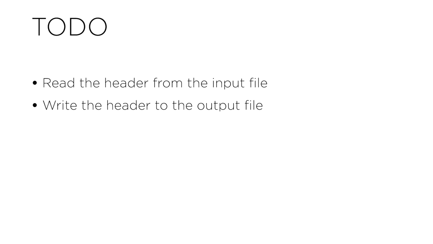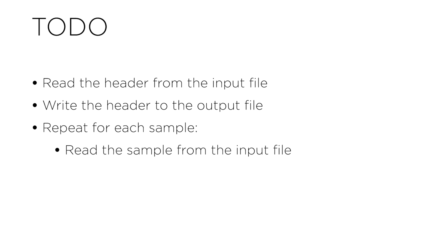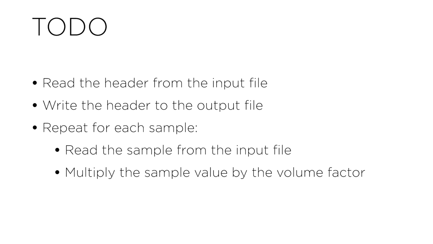After the header, recall, comes each of those 2-byte samples, many 2-byte samples back to back in the file, representing the audio waveform of the file itself. So you'll want to repeat. For each of those 2-byte samples, you'll want to first read the sample from the input file, likely into some sort of variable, and then you'll want to multiply that sample value by the volume factor.